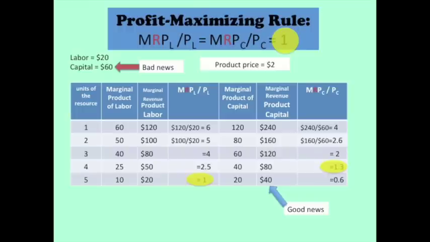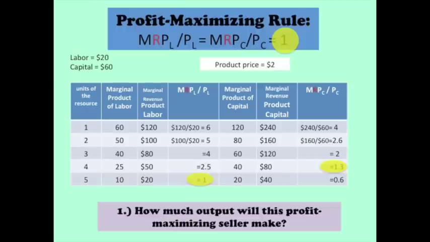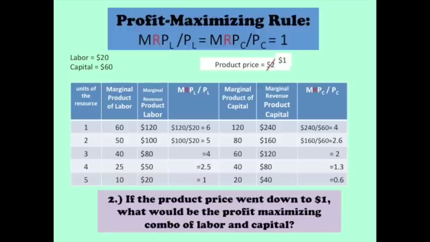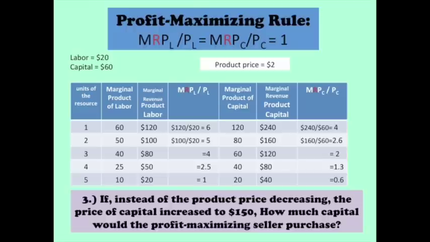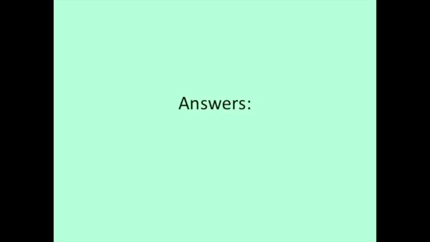Okay, so now that we know the profit maximizing combo of labor and capital is 5 workers and 4 machines, how much output will this profit maximizing seller make? Question 2. If the product price went down to $1, what would be the profit maximizing combo of labor and capital then? Number 3. If instead of the product price decreasing, the price of capital increased to $150 per machine, how much capital would the profit maximizing seller purchase? Pause the video, please, and try to work out those 3 questions before looking at the next part of the video, which will give you the answers.